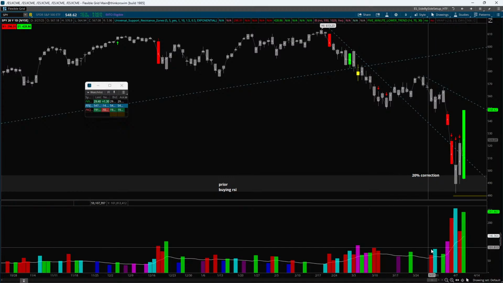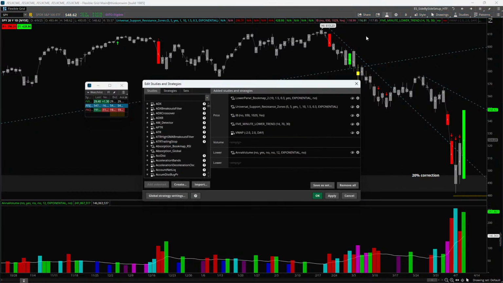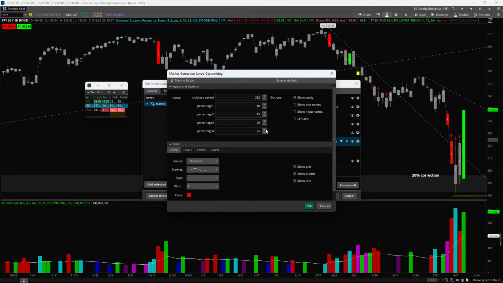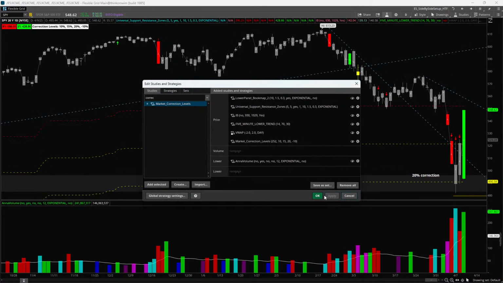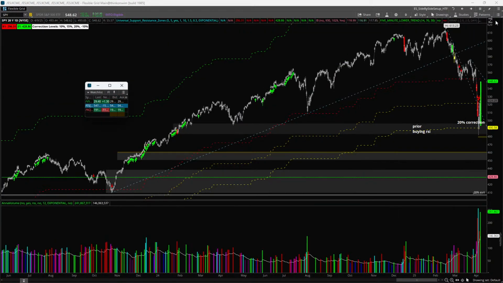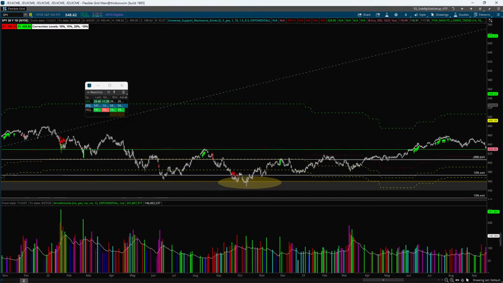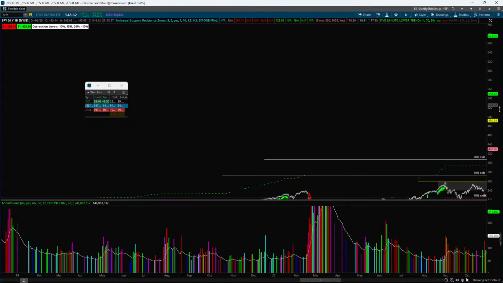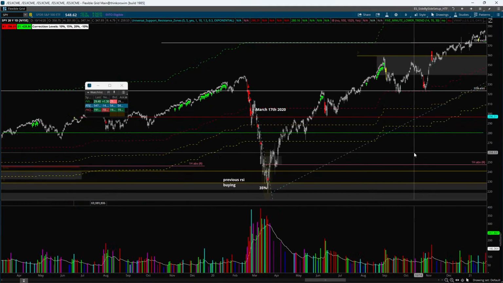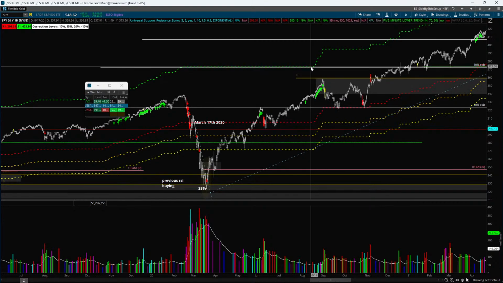And I believe that when there was a 20% correction, price moved up 10% by the end of the year. All right, so we had the 20% correction, price moved up 10% by the end of the year. So price would likely go up to 674. All right, so this one went up to the 10% correction.